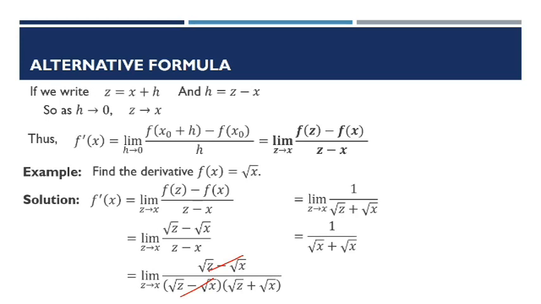And 1 over square root of x plus square root of x, we have 1 over 2 square root of x. We have two common terms. Okay? So dito, it is a derivative of the square root function 1 over 2 square root of x. So, pwede na natin tandaan ito.